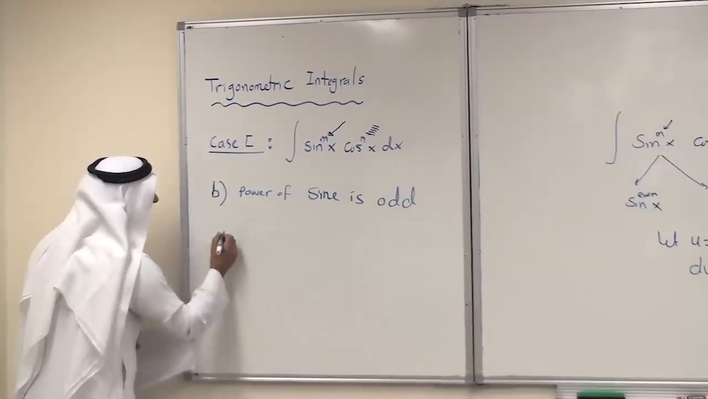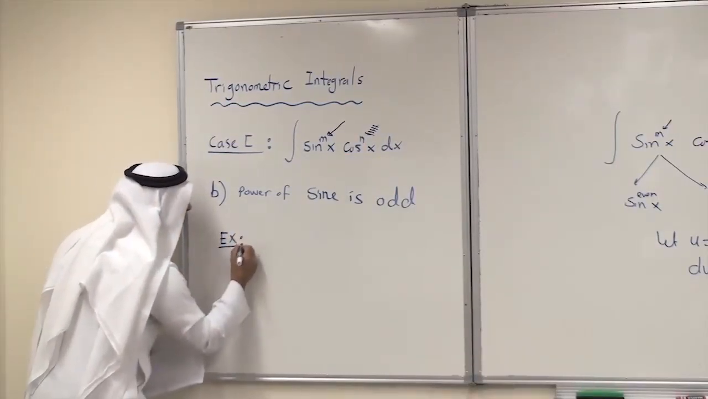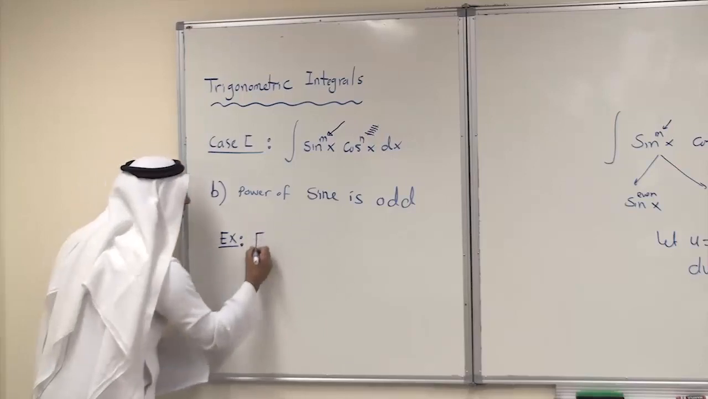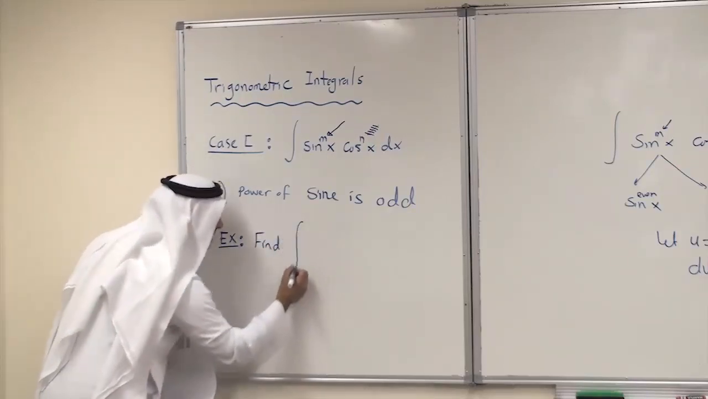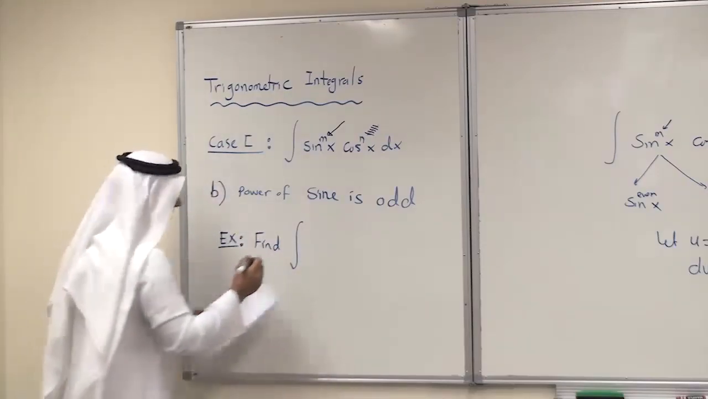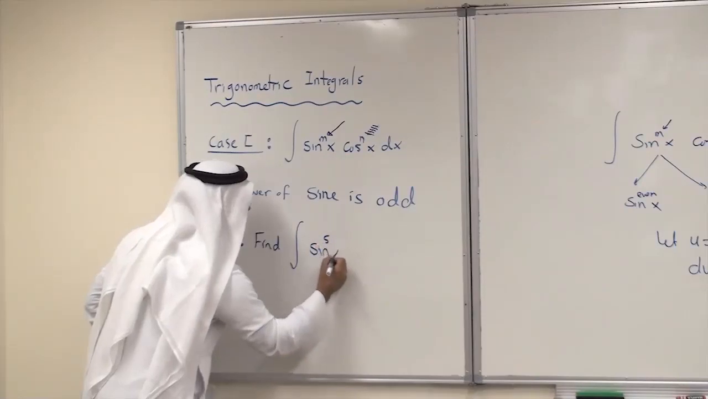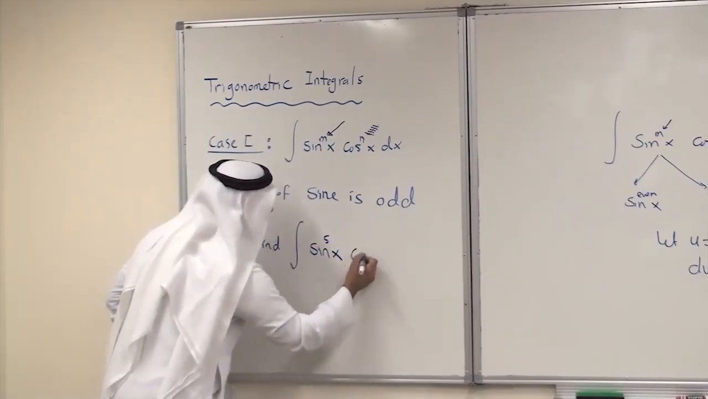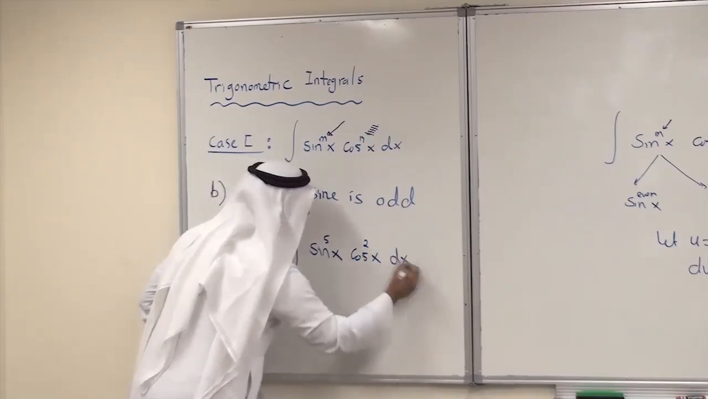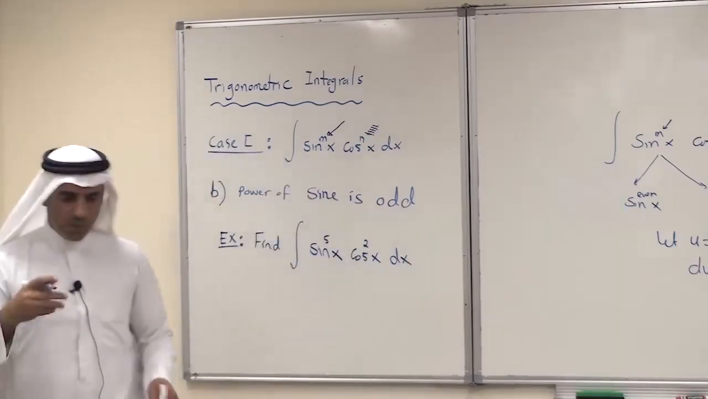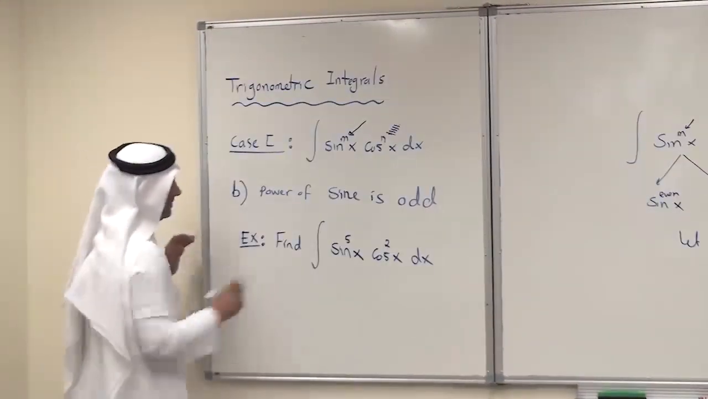I will take this specific exercise here to explain the strategy that will be used to solve questions of this type where the sine has an odd power, and this is a specific one. We have here sine to the power 5 of x, and we can take cosine squared of x dx as an example. Okay, let us see how we solve this exercise, how to apply the strategy here.